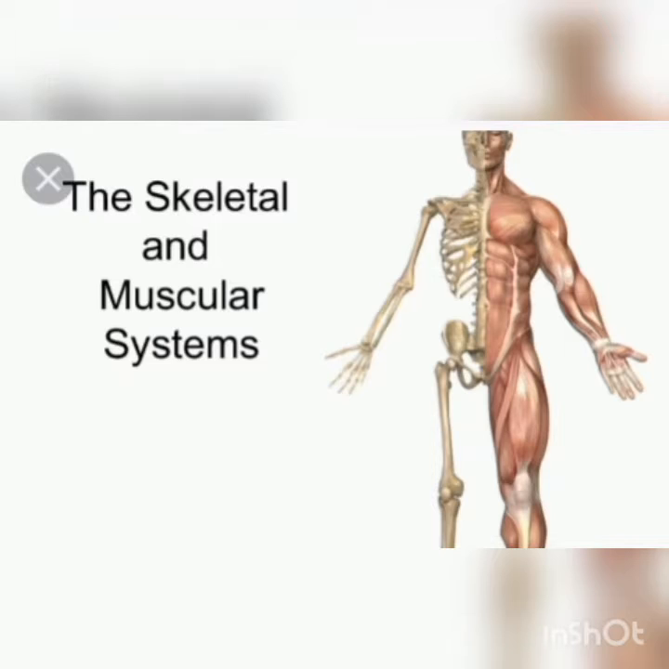The name of the chapter is Human Skeleton and Muscular System, and this is chapter 5, for class 5. Now we will study in this chapter the description of the human skeleton and its various parts, the importance of joints, and different types of muscles.